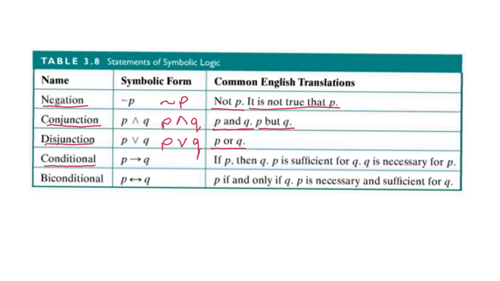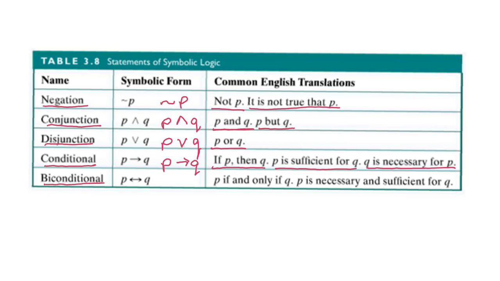Next, we have a conditional statement. It has a P with an arrow that points towards the letter Q. This means if P, comma, then Q. It also means P is sufficient for Q. Or lastly, Q is necessary for P. All three of these statements represent the conditional logic.